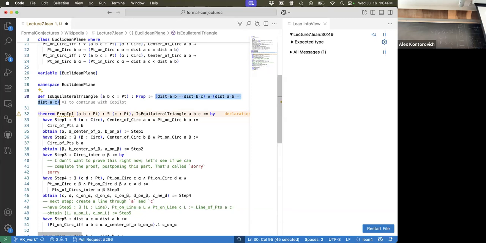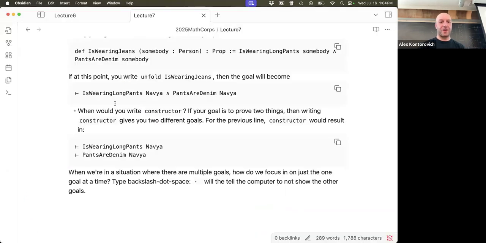What does constructor do? It's exactly what we discussed here. If you have a goal with an "and" in it, then constructor creates two goals, but each of the goals is simpler. So I have a complicated goal, but only one goal. I have to prove both of these things. Constructor says, okay, I'll figure out how to put them back together for you if you can prove them to me one at a time. Does that make sense? Everybody with me? Anybody against me? Okay.